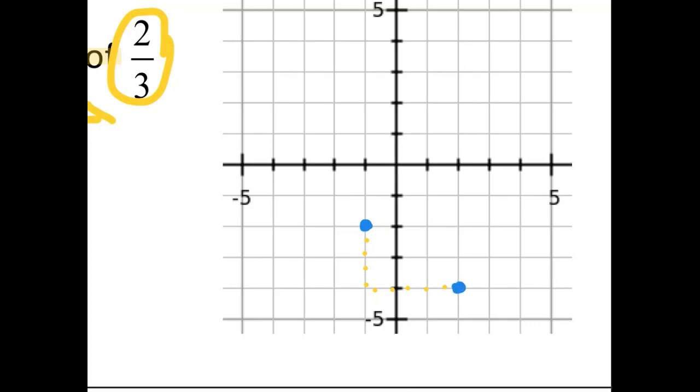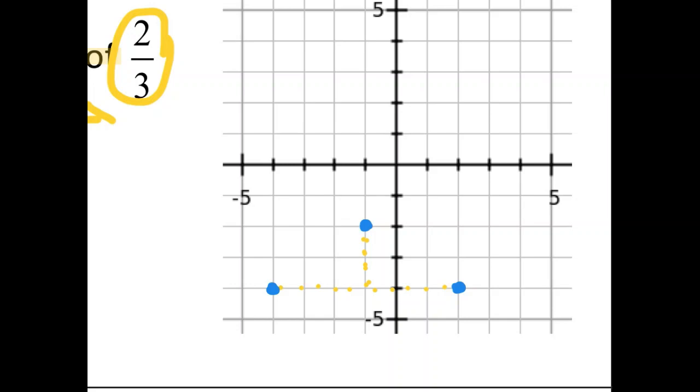I don't have any more space to go in that direction, but remember also that this graph is symmetrical, so I can go down 2/3 in the other direction and give myself another point here. So the point at -1, -2 is my vertex.